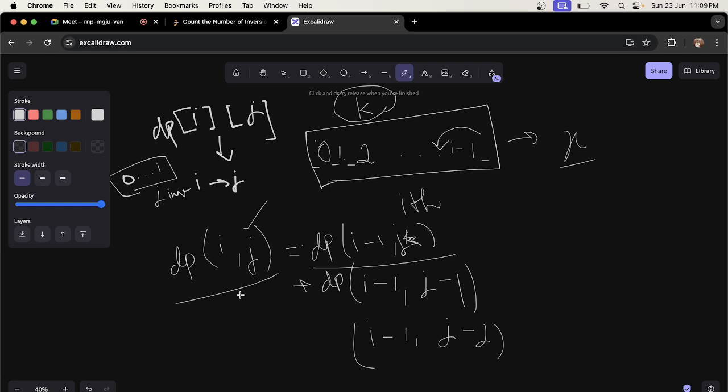So I can add this x to dp[i][j], because it counts the number of permutations with j inversions considering the first i elements, right? So I should add x to this number. You are understanding why I am trying to add x?